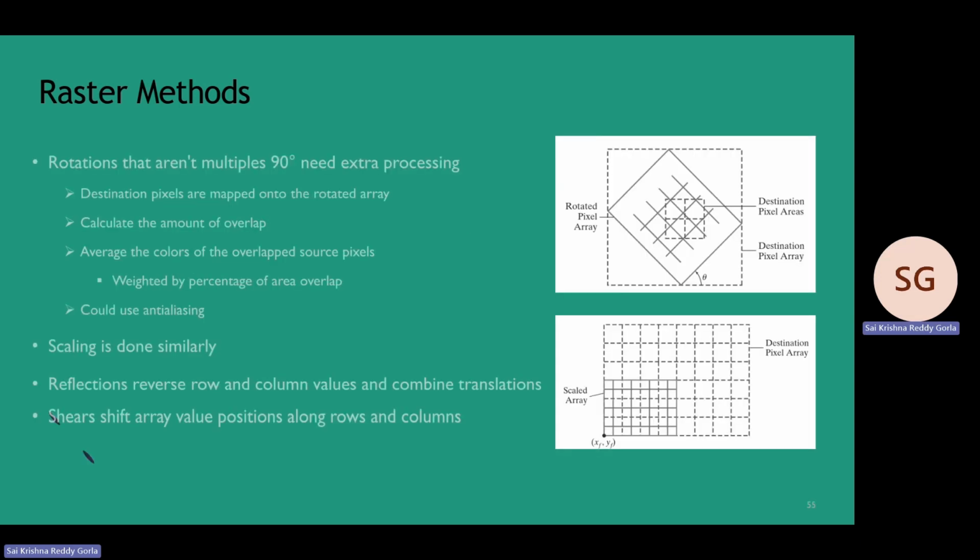And coming to the next slide, raster rotations that aren't multiples of 90 degrees need extra processing. Destination pixels are mapped onto the rotated area. Calculate the amount of overlap and average the color of the overlapped source pixels, weighted by the percentage of area overlap. It could use anti-aliasing, and the scaling is also done similarly. For reflection, reverse the rows and column values and combine translations. For shear, shift the area value positions, also rows and columns.